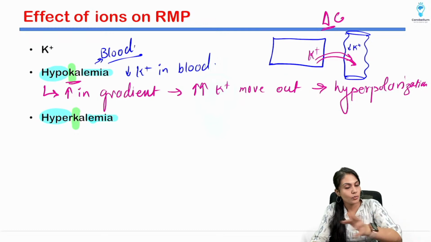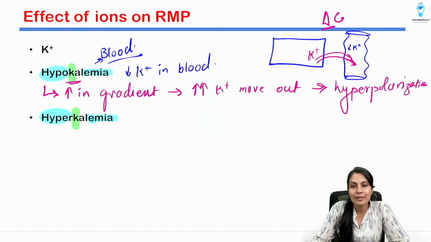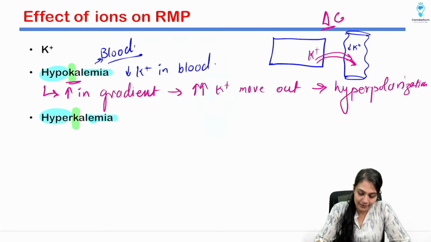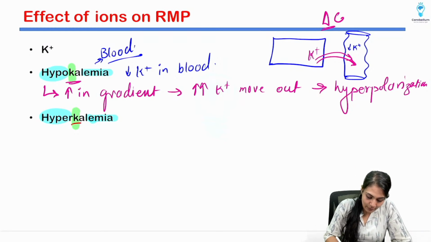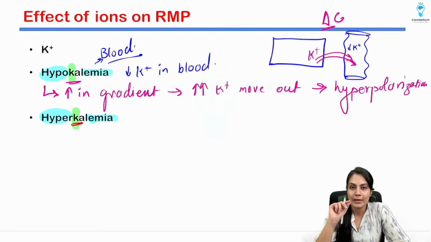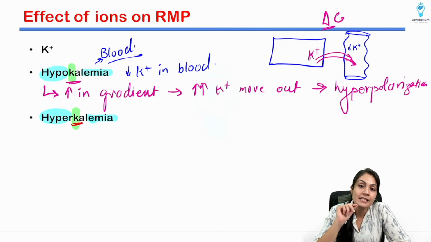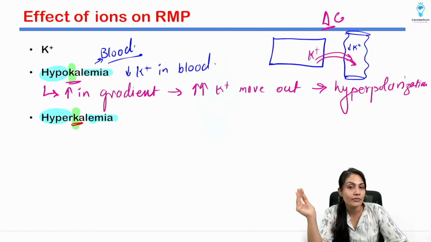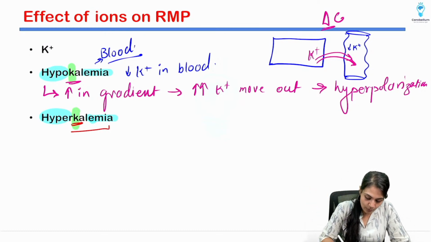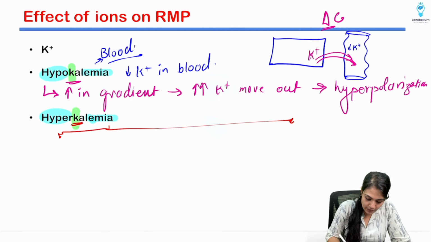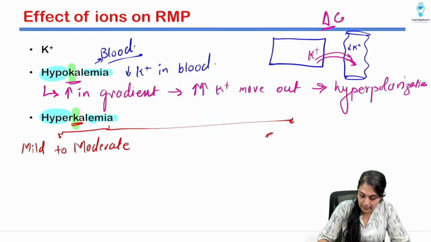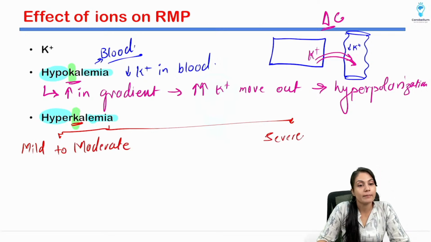Hyperpolarization. The opposite is going to happen in hyperkalemia, but medicine is not that easy. There are going to be twists and turns everywhere, and that's why not everybody can afford to read that many things, right? So that's why we are going to discuss that. Hyperkalemia, you have to first of all decide whether it is mild to moderate or severe hyperkalemia. Okay, so we are going to divide that into two types. First is the mild to moderate, and then there is going to be the severe type.